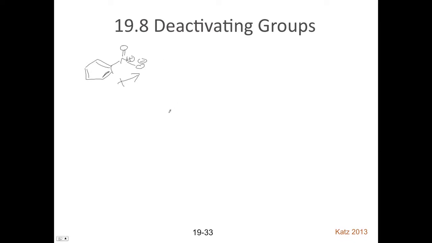Now how about by resonance? By resonance, can we also have that same argument? Absolutely. All right. Draw the same exact thing there. Nitro there.